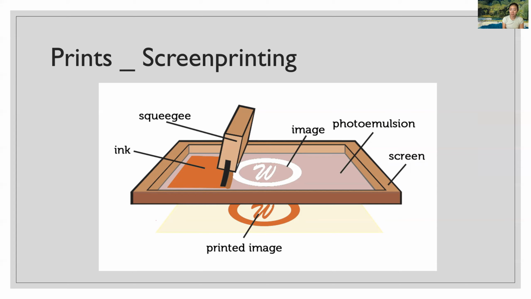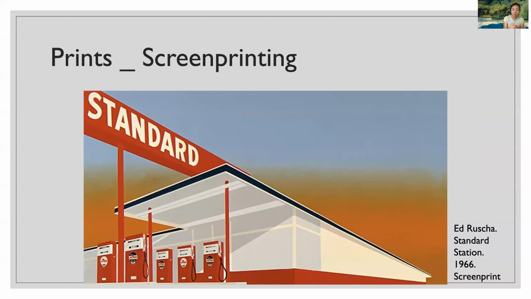Then the screen is placed over paper, and the ink is forced through the mesh with a tool called a squeegee. This one. And only the area here, not stopped out, allows the ink to pass through onto paper. So this is a screen printing work. It looks like a solid acrylic painting, right?